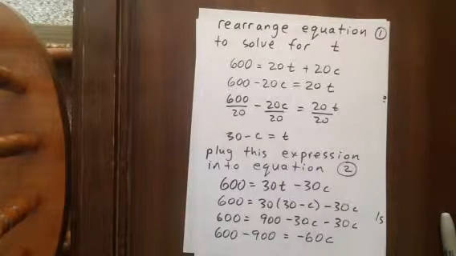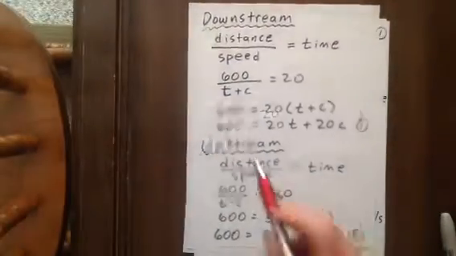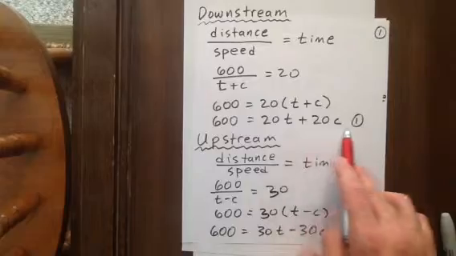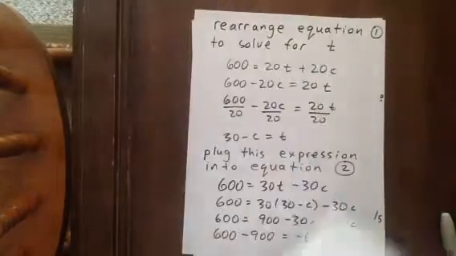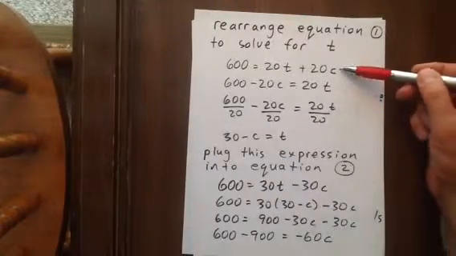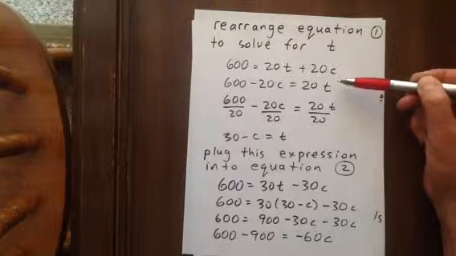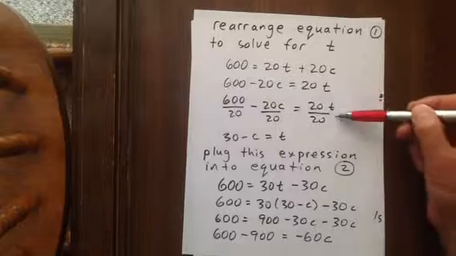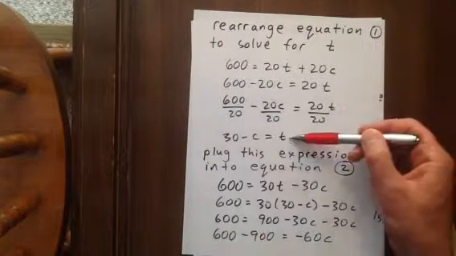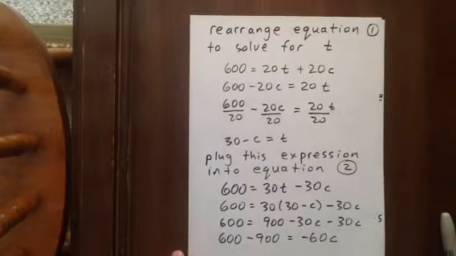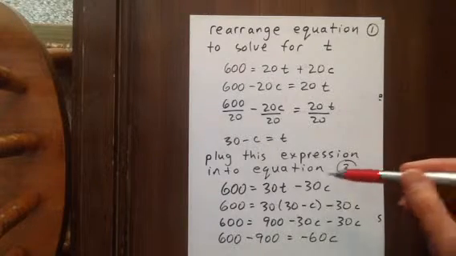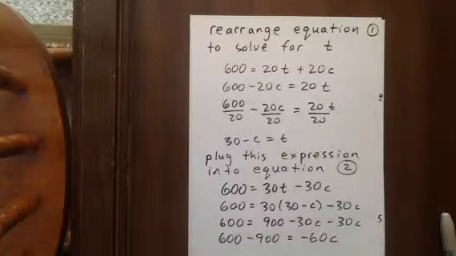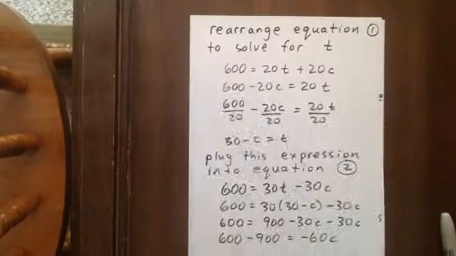Well, we're going to rearrange the first equation to solve for T. Okay? The first equation was 600 equals 20T plus 20C. Rearranging that to isolate T, we get 600 minus 20C equals 20T. Dividing every term by 20 tells us that 30 minus C equals T. We're now going to plug that expression into equation 2. And equation 2 was at the bottom of the previous page, right here.